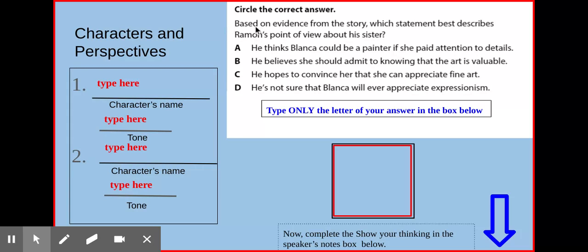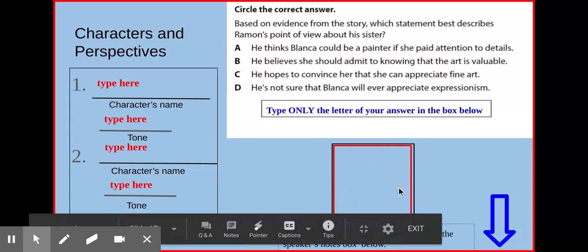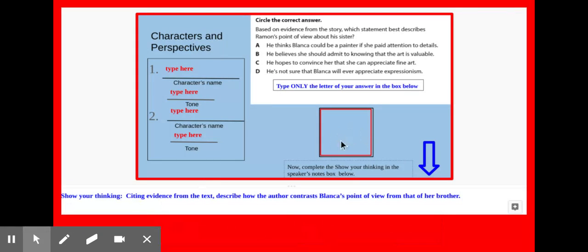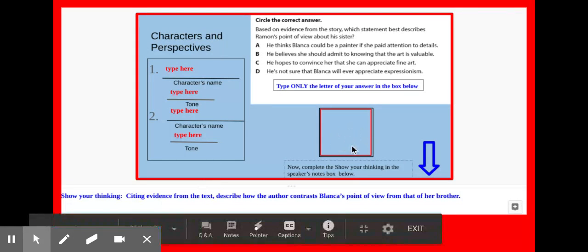So your question says, based on the evidence from the story, which statement best describes Ramon's point of view about his sister? Down here in your box, you're going to type only the letter of your answer in this box below. Type only the letter. So you're going to hit that box and type A, B, C, or D. Then you're going to complete the show your thinking in the speaker notes box below.